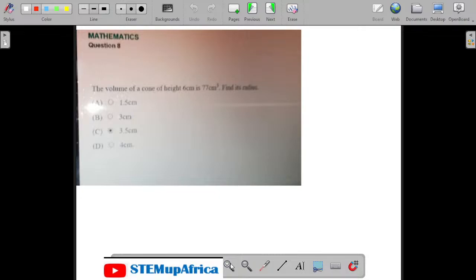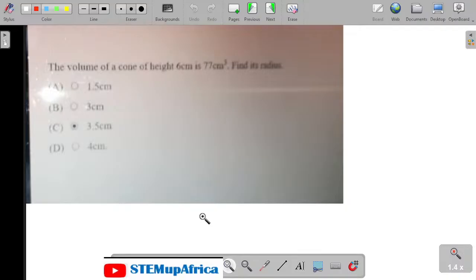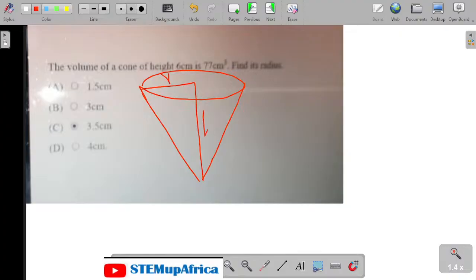So we have another question here. It says the volume of a cone of height 6 centimeter is 77 cm3. Find its radius. So we know how a cone looks like. This is a cone, an inverted cone. Here's the radius. Here's the height. The entire component now is the volume. So what is the formula for volume of cone? Volume of cone is 1/3 the volume of cylinder.